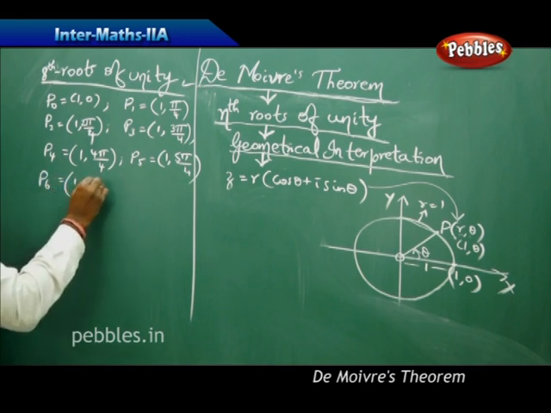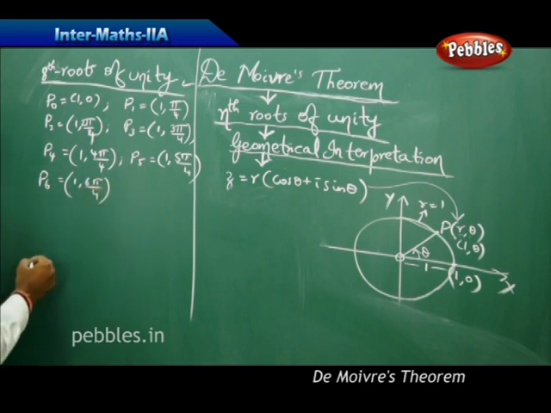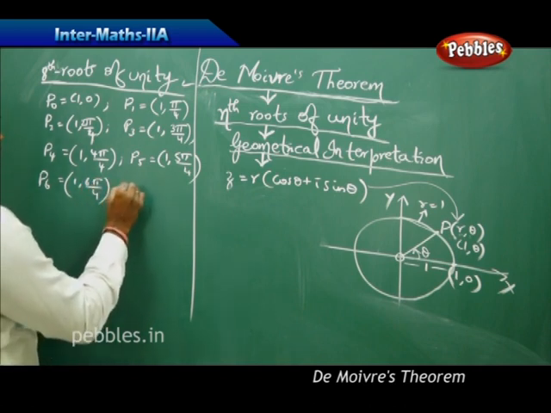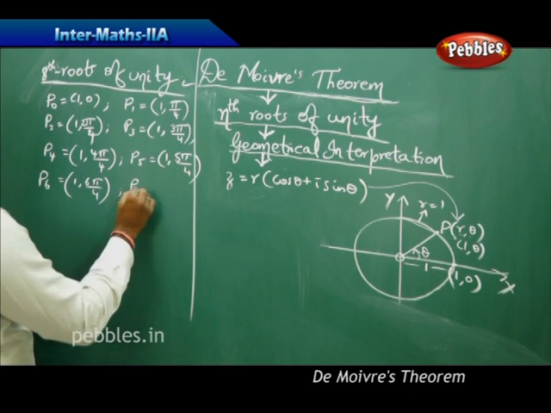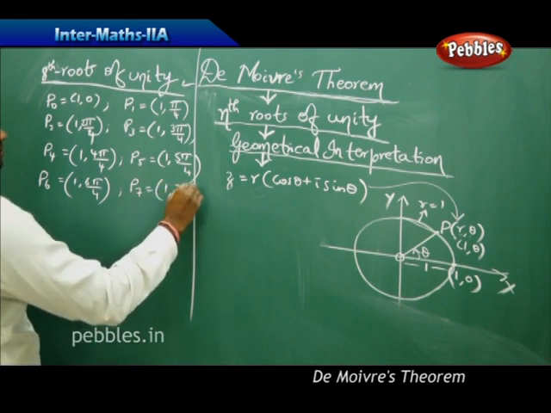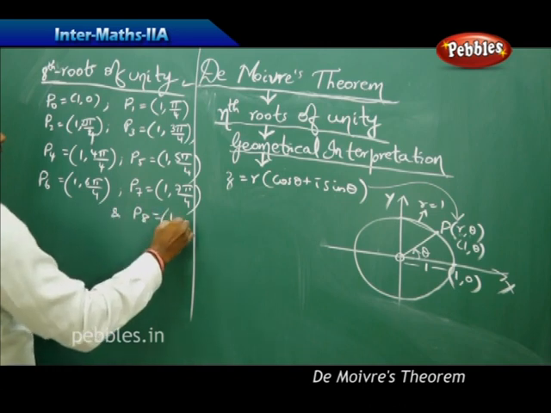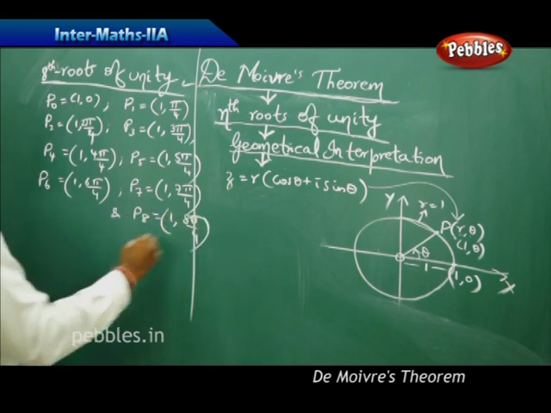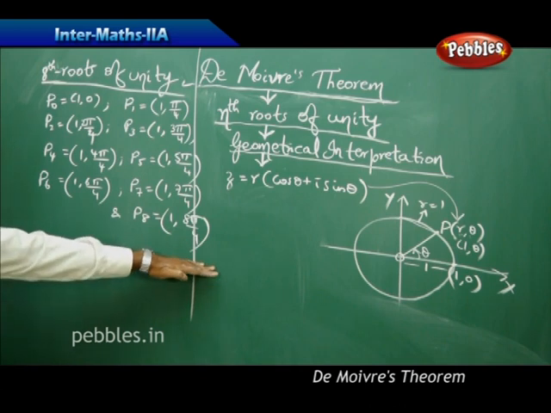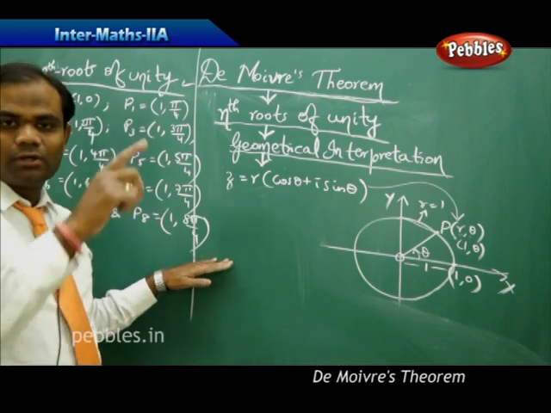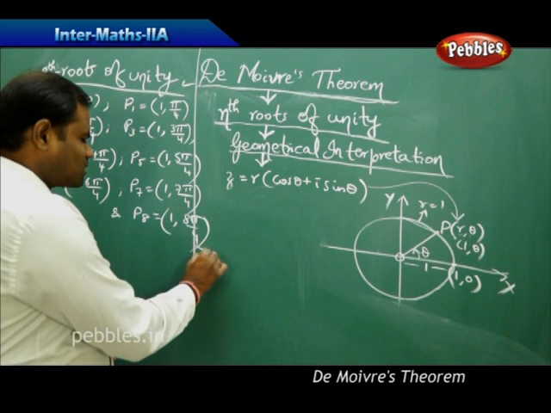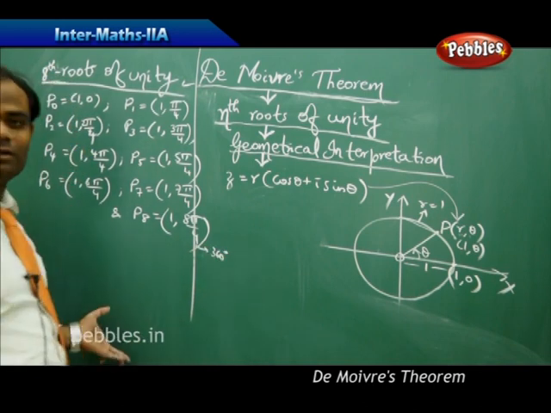p6, 6 pi by 4, and p8, which is 1 8 pi by 4, which is 2 pi. So it ends here because 2 pi is one full rotation of the circle. So this is 360 degrees where the circle halts.